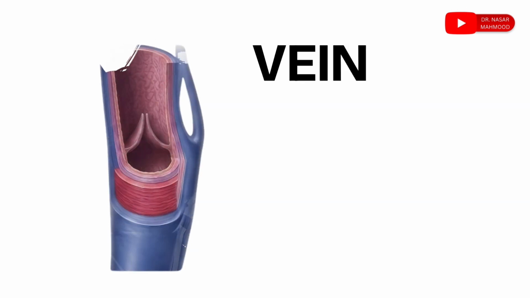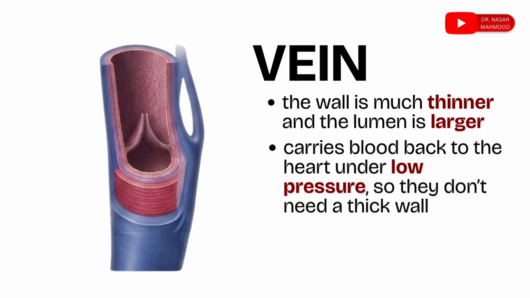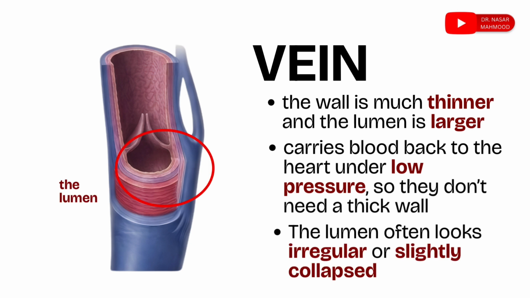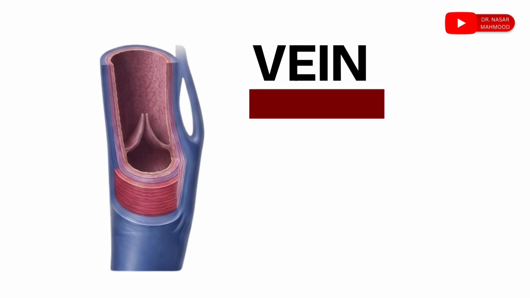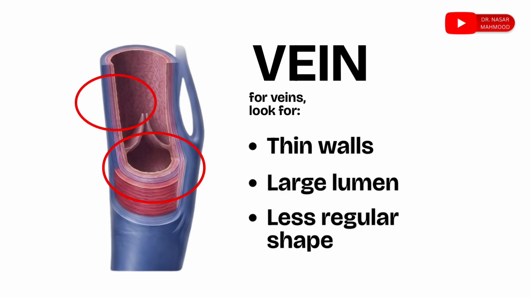Now let's compare that with this vessel here. Here the wall is much thinner and the lumen is much larger. Veins carry blood back to the heart under low pressure, so they don't really need a thick wall. The lumen often looks irregular or slightly collapsed. So for veins, look for thin walls, large lumens, and a less regular shape.